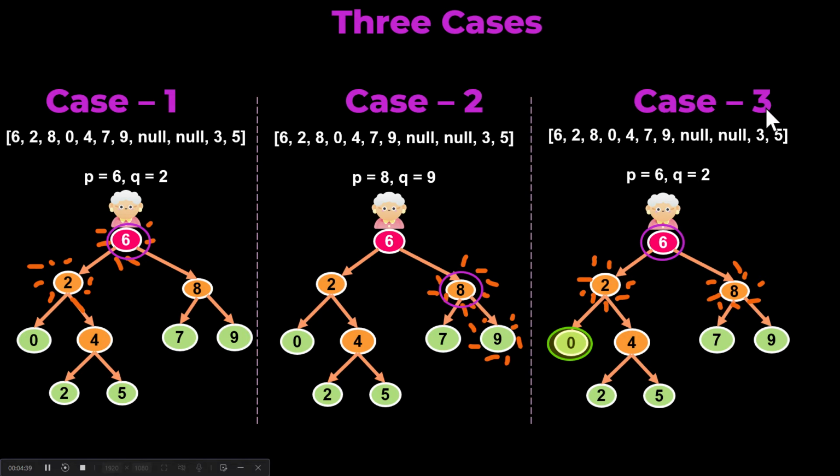In case 3, it is where we find P and Q, they are on the left subtree and on the right subtree. So in this case, 6 is the root. So these are the 3 cases that I want to highlight before going on.